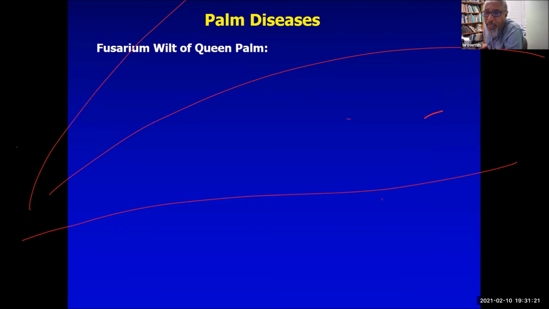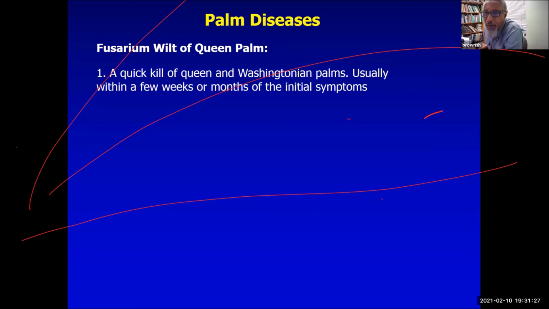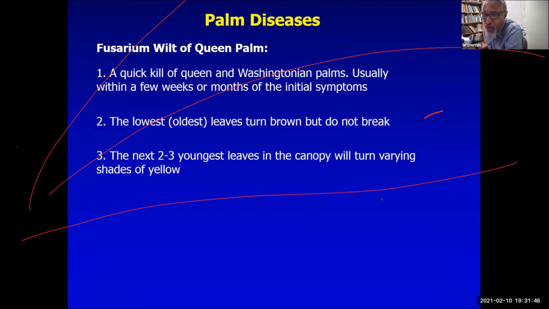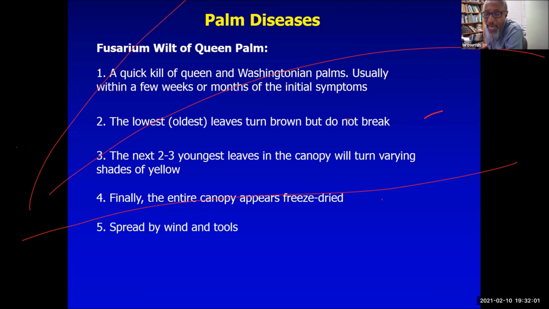So here's another disease. This is on a queen palm, but it also affects Canary Island in a different light. This is Fusarium wilt of queen palm. It kills the palm quickly, usually within a few weeks or months of the initial symptoms. What happens? Well, the oldest leaves turn brown first, but they do not break. The next 2 to 3 youngest leaves in the canopy will turn yellow. Then the entire canopy appears freeze-dried. That means all of the leaves in the canopy are dead. And the disease is spread by wind and tools.